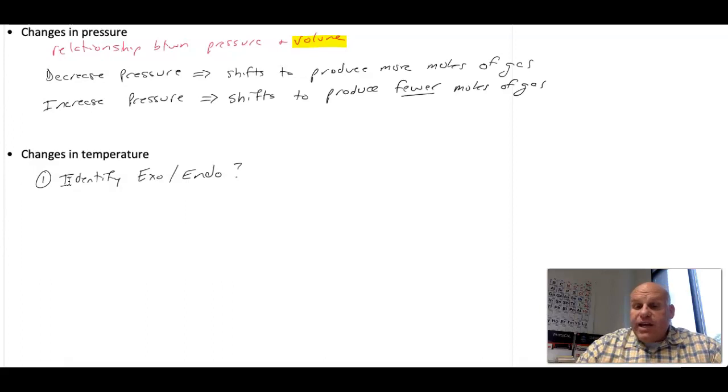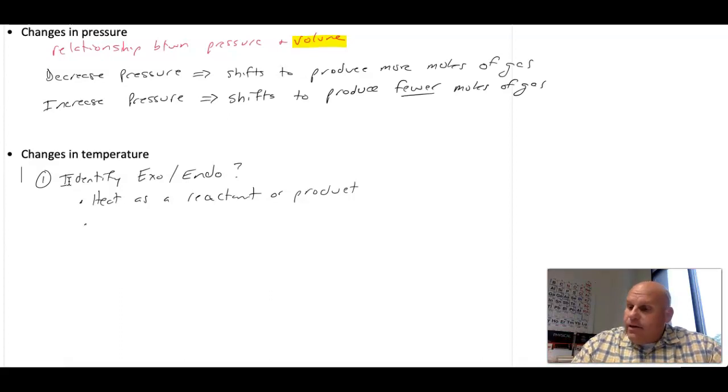Now, there are a couple of ways that we can see that. They may just tell us it's an exothermic reaction. They could have heat as a reactant or product, actually written into the reaction as a value in the reactants or the products, or maybe plus heat or plus energy on one side of the reaction or the other. And finally, they can give me a delta H value. So we know a negative delta H is exothermic, positive is endothermic.